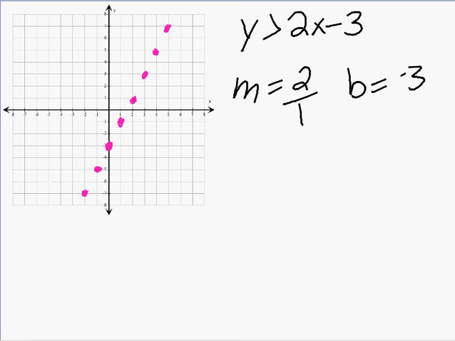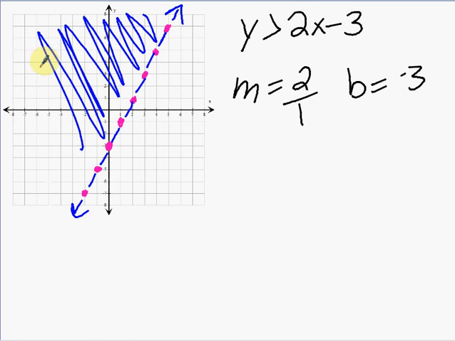Now, when I go to determine whether or not this is going to be solid or dotted, I look at this inequality. If it doesn't have the equal to, that means dotted, or dashed, however you want to think about it. So I'll make my dashed line there. Alright, now I have to shade, so I see it's greater than, and that means shade above the line.